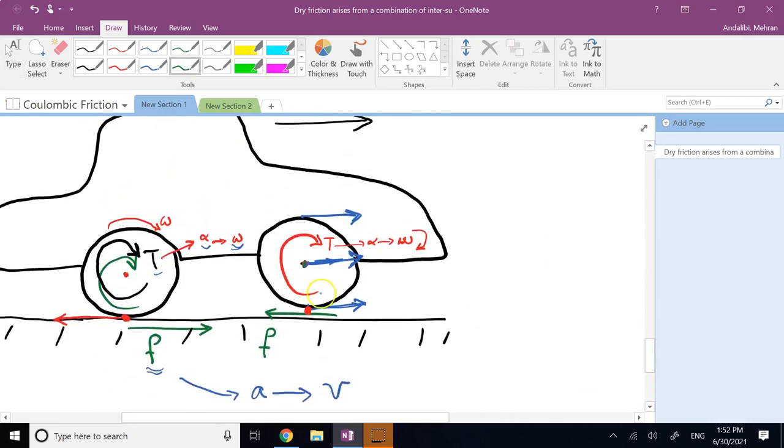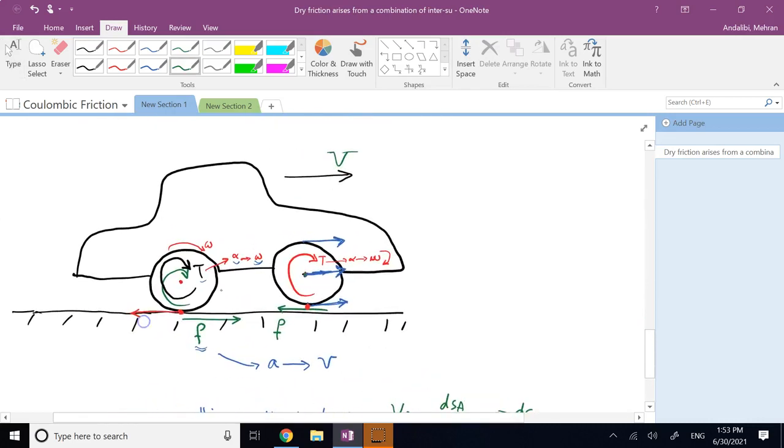But as I said in the beginning, when the car starts to move, the direction of this static friction is different for the driven and the driver.